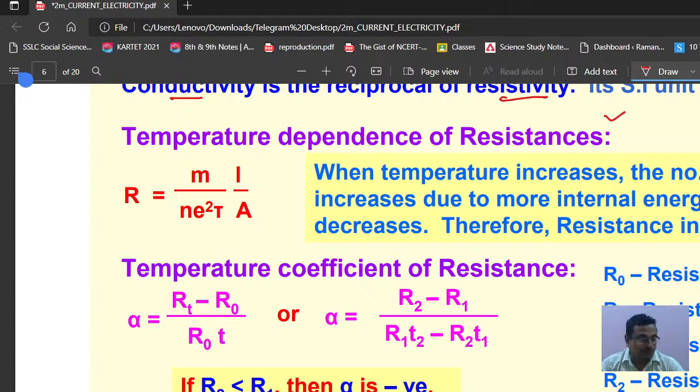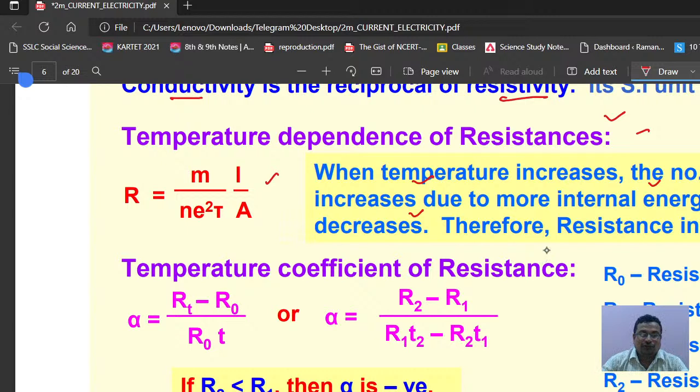As I have told you, students, if the temperature is more, the number of collisions among the electrons increases. Due to the more internal energy, relaxation time will be less, so resistance increases. Resistance is directly proportional to temperature. Because of more collision, more internal energy, less relaxation time, resistance increases. The formula is mentioned here.